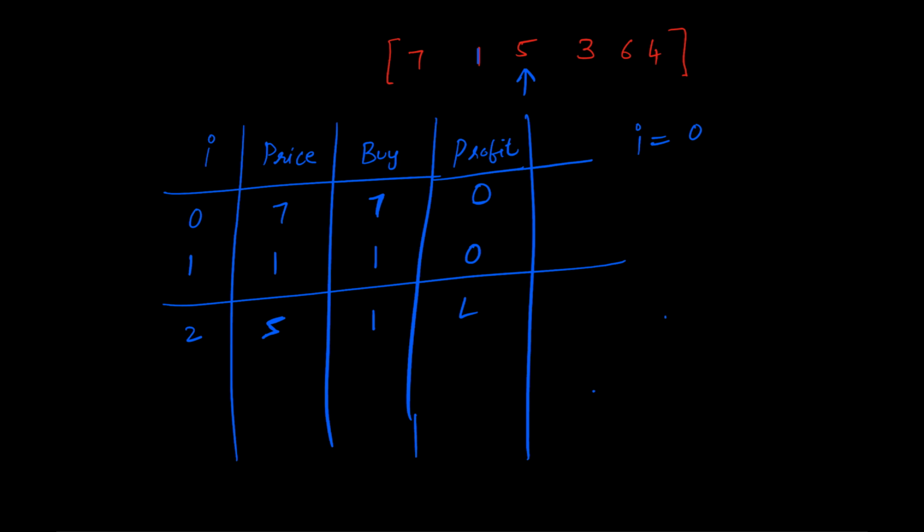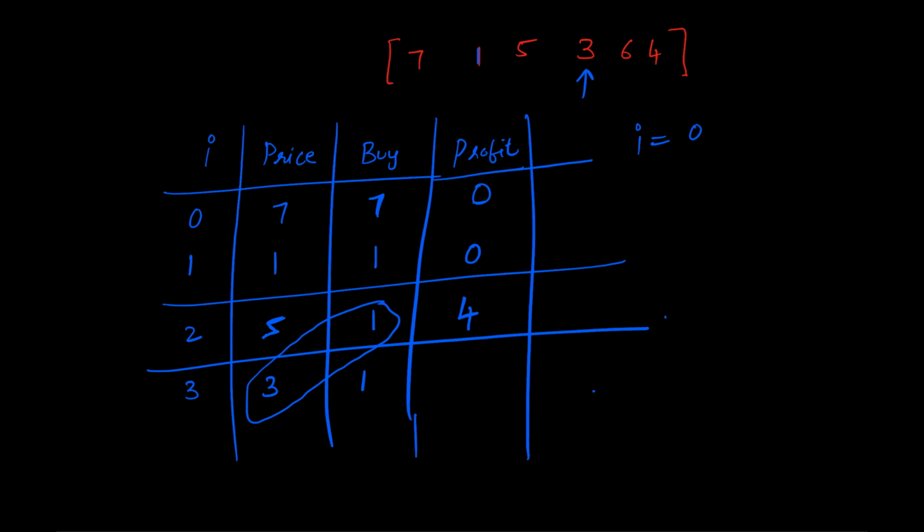As the difference is 4, which is greater than the previous profit 0, we'll save it as the maximum profit so far. Similar operation for the next iteration where i is equal to 3, the stock price is 3. Comparing the stock prices for purchase, 1 is still smaller, so we'll continue with that. And the profit at this point is 2, which is less than the maximum profit, so we'll ignore that.